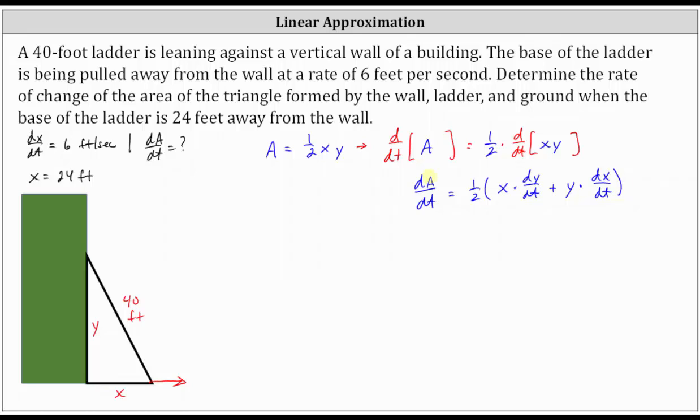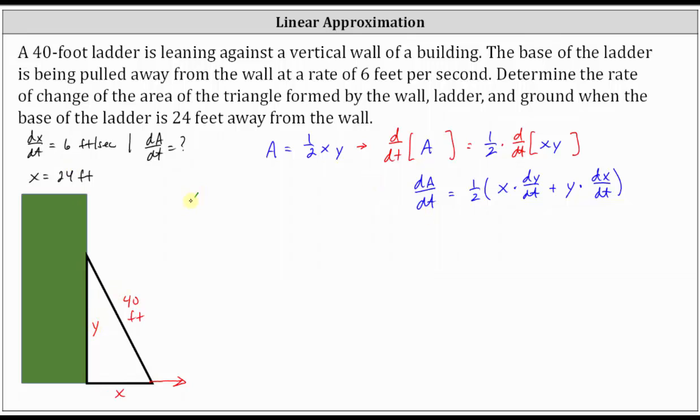From here, notice to determine dA/dt, we need to know x, dy/dt, y, and dx/dt. Right now, we only know dx/dt and x. Let's begin by determining y using the Pythagorean theorem. We know x squared plus y squared must equal 40 squared, and we're trying to determine dA/dt when x is equal to 24.